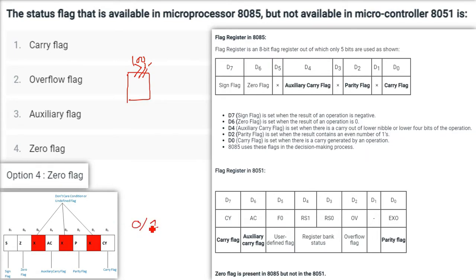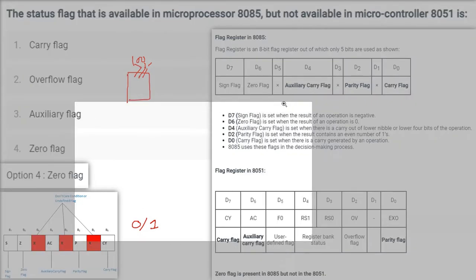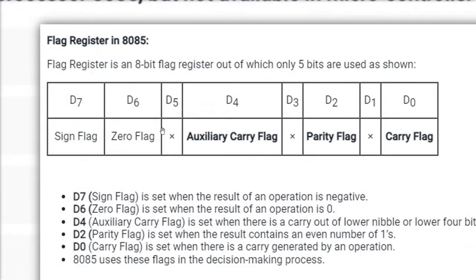So a flag can be either 0 or 1. So we say that it is set or not set. This is an 8-bit flag register out of which 5 bits are used, like this. D0 is the carry flag. D2 is the parity flag. This is set when the result has an even number of ones.